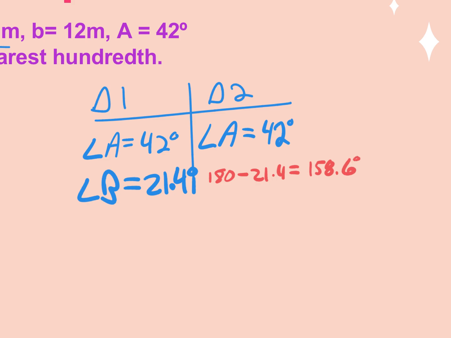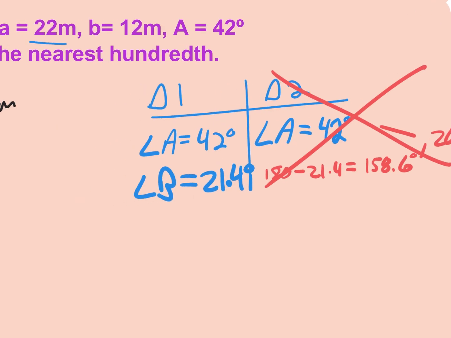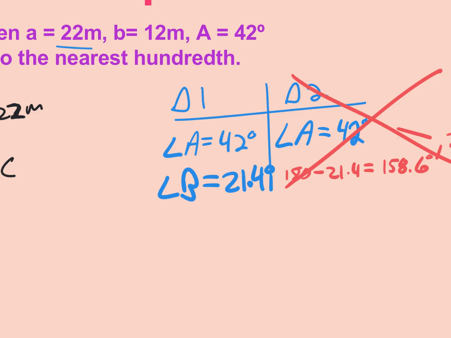158.6. Let's just see if this makes sense with the triangle. What happens if I add A and B of the second triangle? What happens if I do 42 plus 158.6? What does that get you? 200.6. Does that make sense in a triangle? No, why not? It's over 180, so we do not have a second triangle. This is a normal case where we have one triangle.